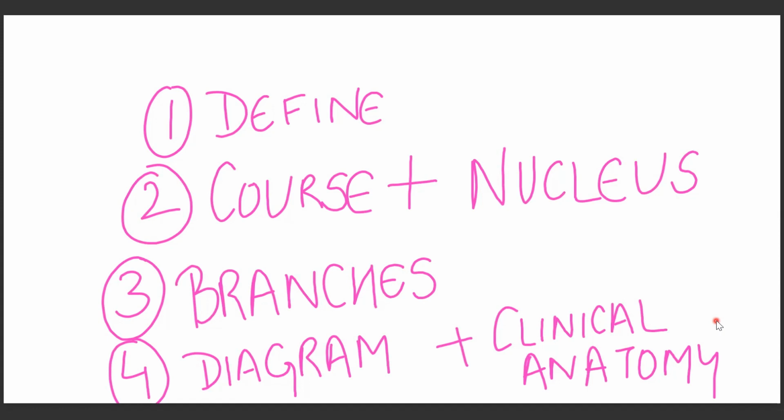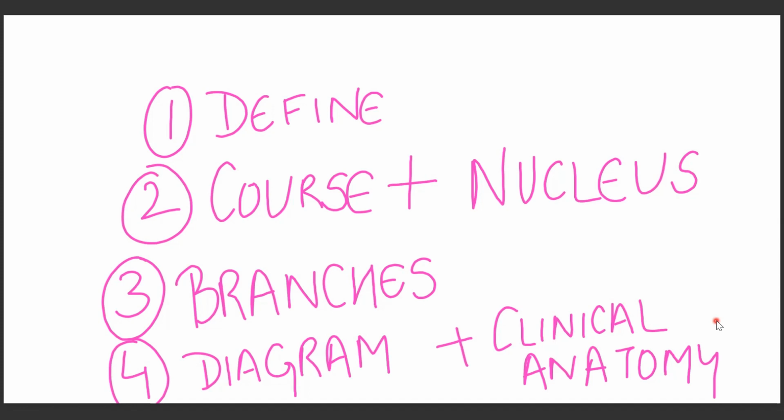Be it any nerve, there are 12 pairs of cranial nerves in total. For example, if the trigeminal nerve comes, or the glossopharyngeal, or the facial nerve, how do we describe it? Firstly, we will define that nerve. Today we'll learn about the trigeminal nerve, so how to define it? The trigeminal nerve is the fifth cranial nerve.